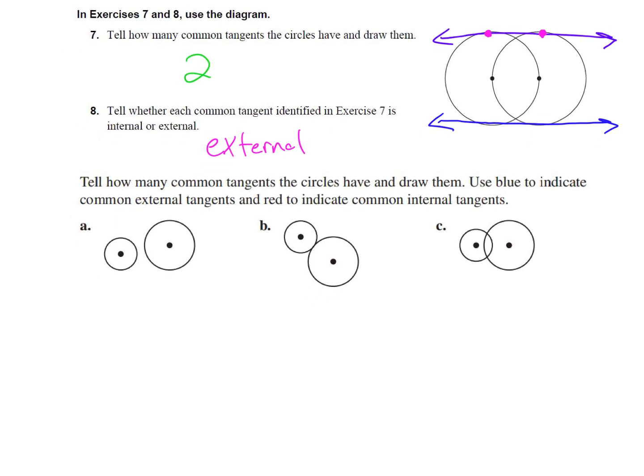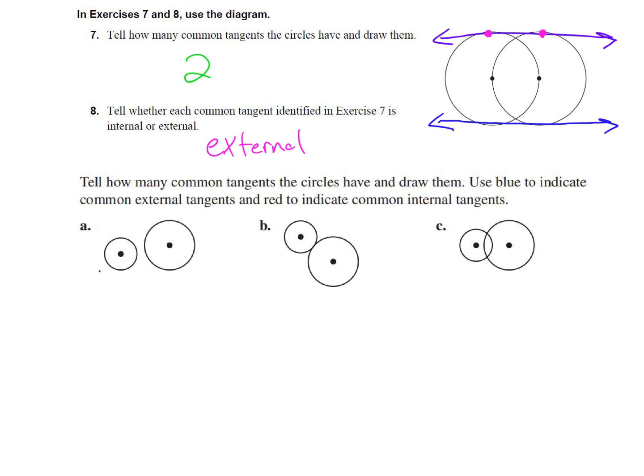Now the last one says tell how many common tangents the circles have and draw them. Use blue to indicate common external tangents and red to indicate common internal tangents. If you don't have red and blue, you can just put whatever colors you want. All right, so letter A. Do we have any external tangents? And where can we put them if so?